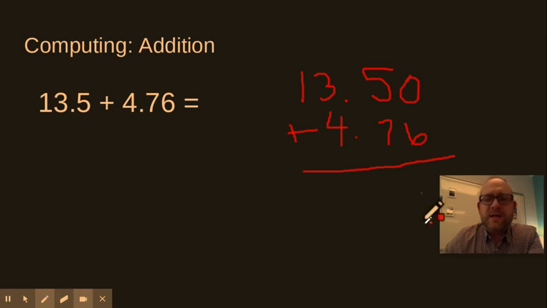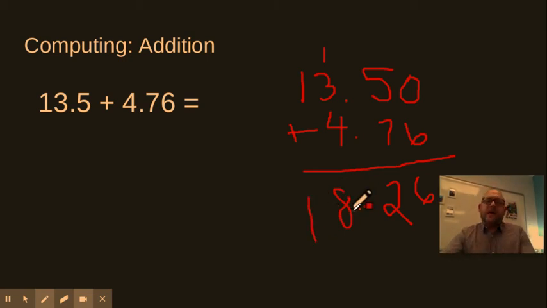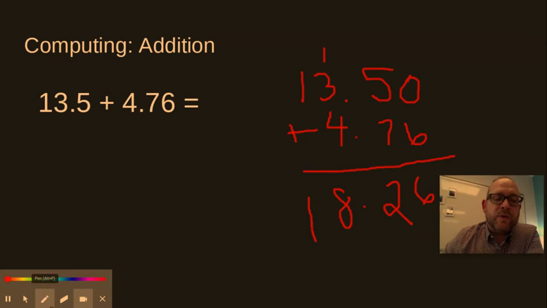So 6 plus nothing is 6. 5 plus 7 is 12. We're going to take that 2 here, put our decimal point in because it goes straight down, and carry our 1 over. 3 plus 1 is 4, and another 4 makes 8. And 1 plus nothing is 1 in our tens digit. All right, so we got 18 and 26 hundredths. Again, that should be about right because this is a little over 13, and this is a little less than 5. And 13 plus 5 would give us 18. So this should be a very reasonable answer.